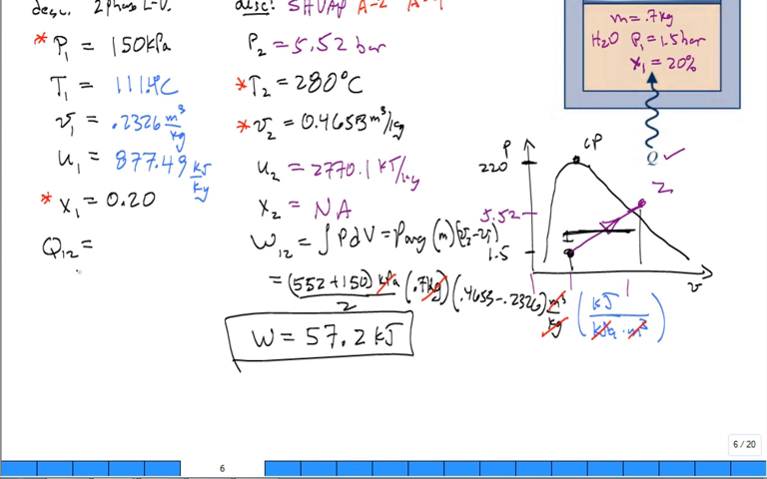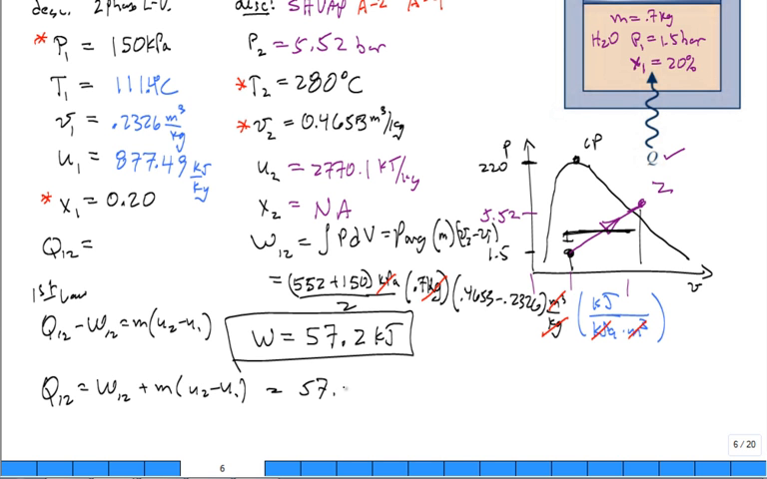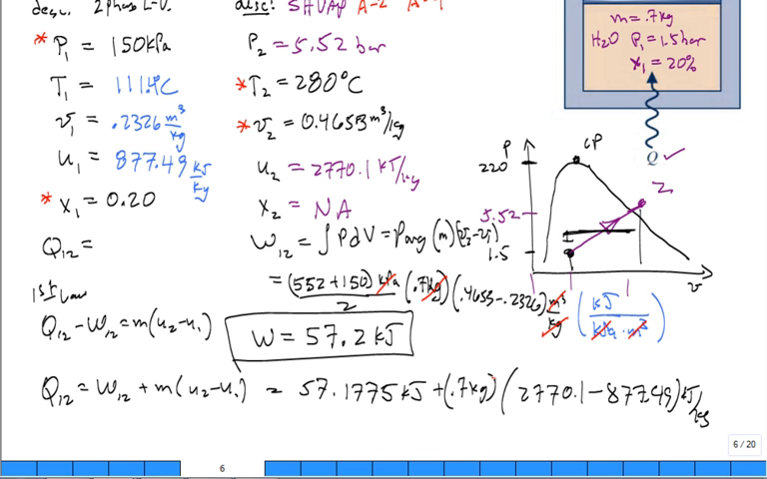How do I find Q1 to 2? Go to the first law for the process, which is Q1 to 2 minus work 1 to 2 is equal to the mass times lowercase u2 minus u1. True? And so Q1 to 2 is equal to the work 1 to 2 plus the mass times u2 minus u1, which is 57 point, this time we put in more digits, kilojoules for the work, plus the 0.7 kilogram times u2, which is 2770.1 minus u1, 877.49 kilojoules per kilogram. Cancel the kilograms. We have consistent units. Q1 to 2 is a whopping 1,382 kilojoules, 4 significant digits.